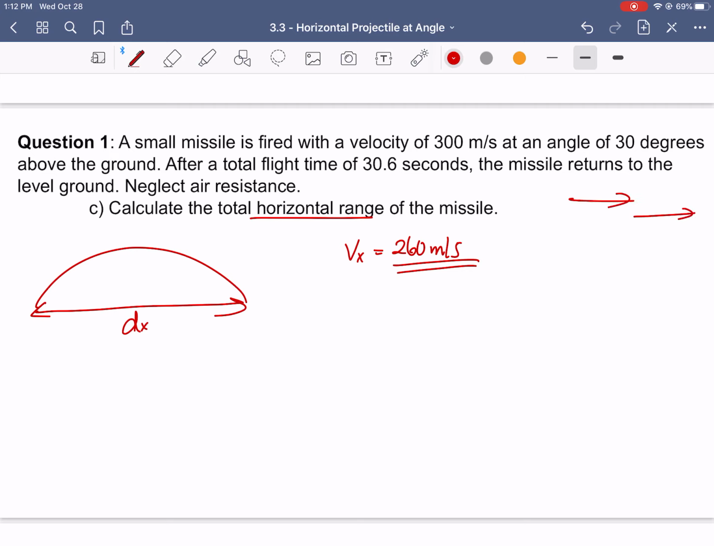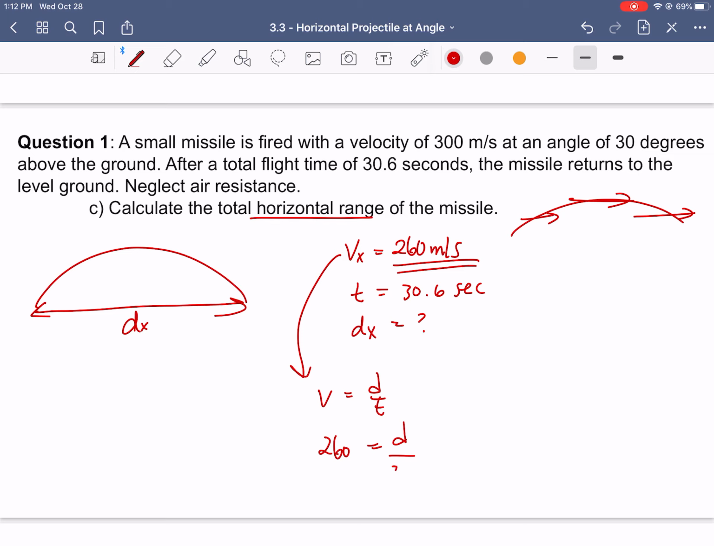Horizontally, the velocity is always the same wherever you are. And time, the total time is 30.6 seconds, and we're looking for dx, okay? So I'm just going to use that equation, d over t. And velocity, because it doesn't change, I can just use that. And we're looking for that d, and with 30.6, you just multiply, and distance comes out to be 7,960 meters if you plug that into your calculator, and that's that.